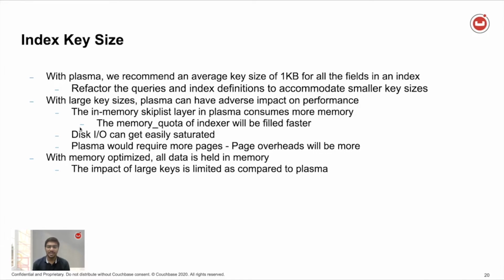The in-memory skip list layer in Plasma consumes more memory with large key sizes because the skip list layer maintains the highest key values of the indexed keys in the Plasma page. Therefore, the memory quota of the indexer will be filled faster. The disk I/O bandwidth can get easily saturated with large key sizes. Also, Plasma would require more pages to maintain all the keys. That means that page overheads will be more, and this will indirectly contribute to the memory quota. With memory optimized storage mode, since all the data is held in memory, the impact of large keys is limited as compared to Plasma.